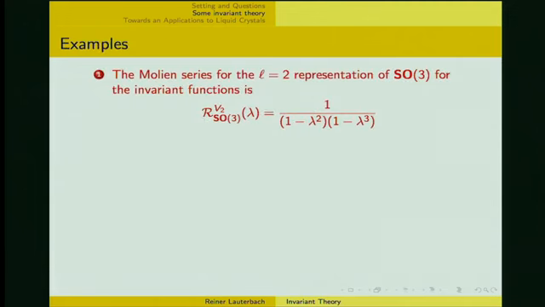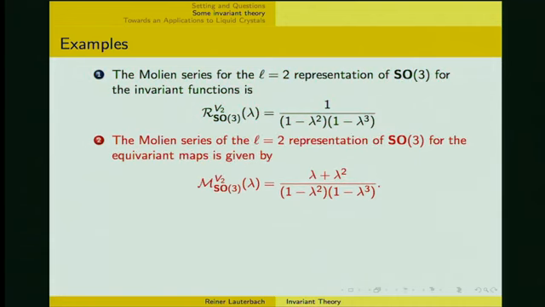Let me do some examples. If we look at the Alice-2 representation of SO(3), I choose it because we have seen it many times before this week. Then the Molien series for the invariant polynomials is given by this object here, 1 over (1 minus lambda squared) times (1 minus lambda cubed). And if you look at the Molien series for the equivariant vector fields, you get the same denominator, and in the numerator you get lambda plus lambda squared.